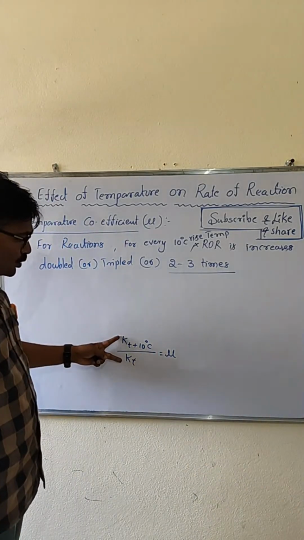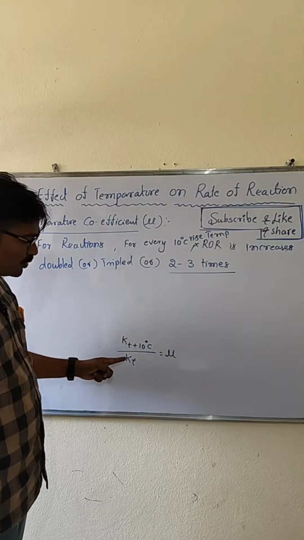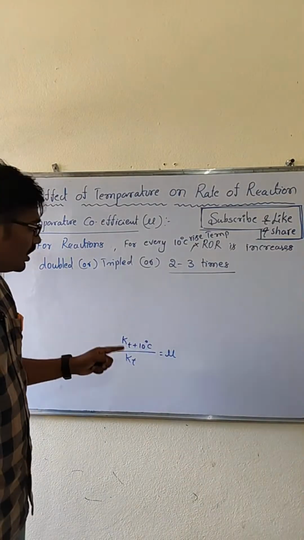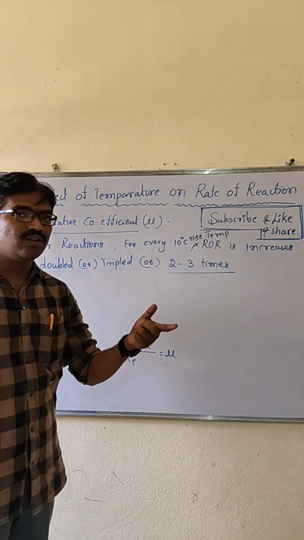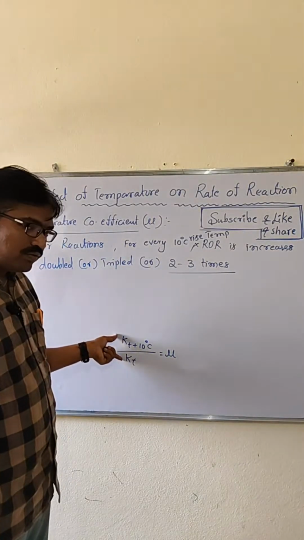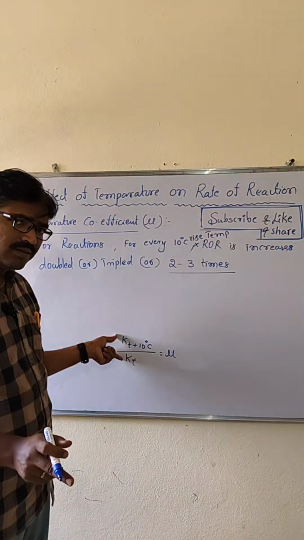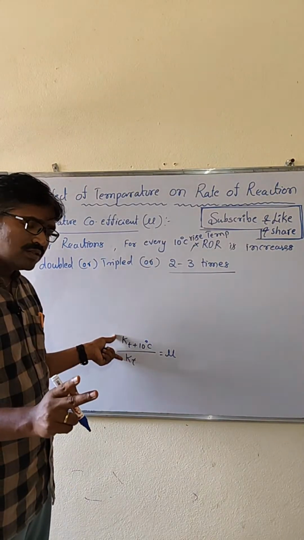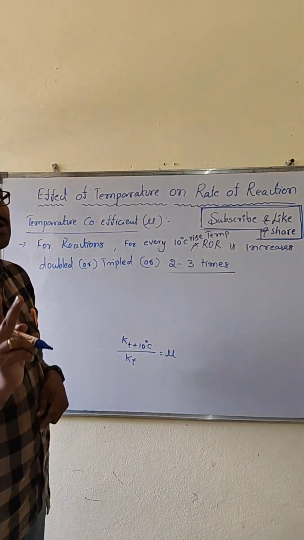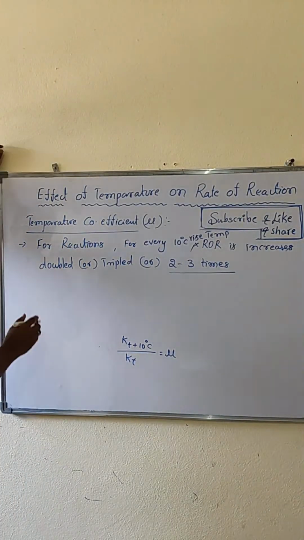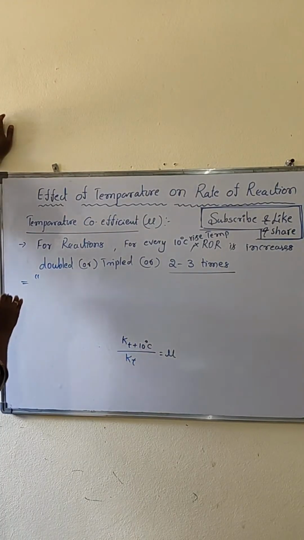The ratio of two rate constants, or the ratio of two specific rates. So the ratio of two rate constants at two different temperatures which differ by 10 degrees Celsius is called the temperature coefficient. So what is the temperature coefficient, my dear students?